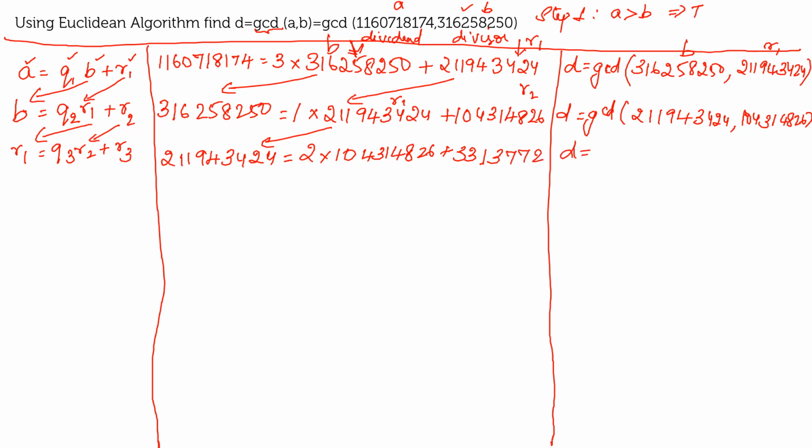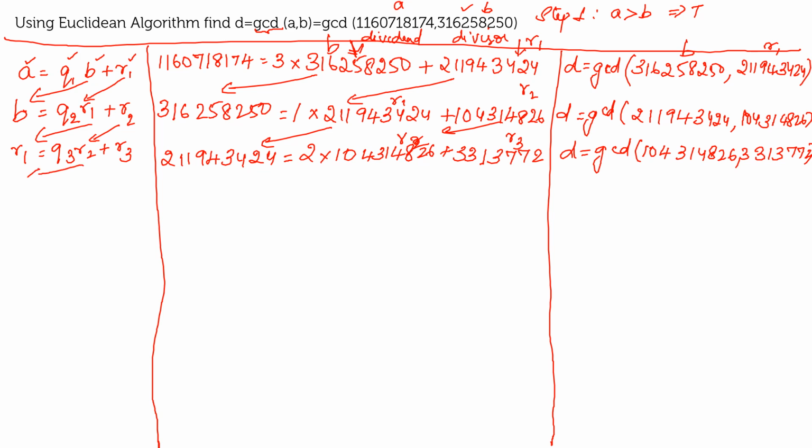So your D will be equal to GCD of, now it will be for your R1, R2. So this will be again your R2 and R3. Okay. So it will be between R2 and R3. So it will be between 104314826, comma 3313772. Okay. Now what will be your next step?